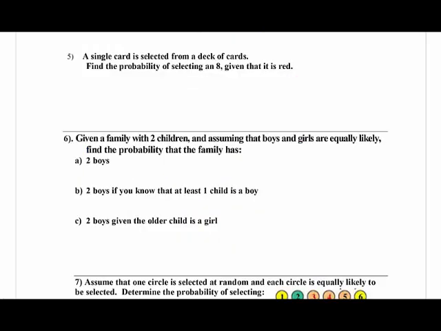So number 5, a single card is selected from a deck of cards. Remember, you need to know your deck of cards. Find the probability of selecting an 8, given that it is a red card. So again, I like to write it out in words first. We want to select an 8, given that it's a red card.